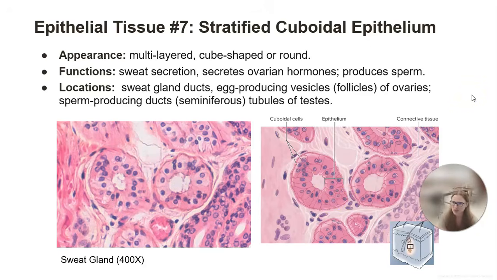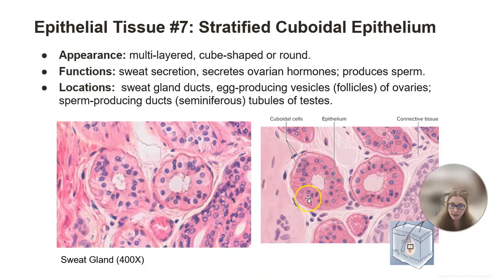This is a pretty specialized tissue type. We're going to find this guy in places where we're secreting very specific substances, things like sweat, things like ovarian hormones, and things like sperm. So we're going to find this tissue type in places like the sweat glands, the follicles of our ovaries. Those are going to be the structures within ovaries that are producing eggs, as well as the seminiferous tubules of the testes where we're producing sperm. So this is a very specialized tissue type. It produces just a handful of things, so we find it in very specific places.